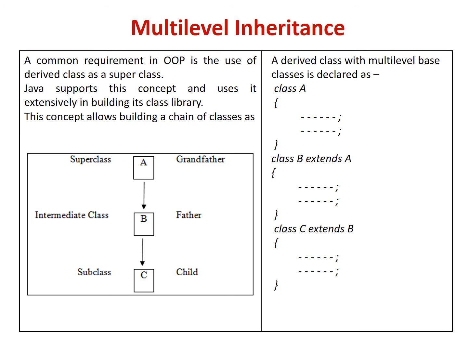A derived class with multi-level base classes is declared like here: first class A is declared, then class B is declared which is extending class A, and after this we are declaring class C which is extending class B.